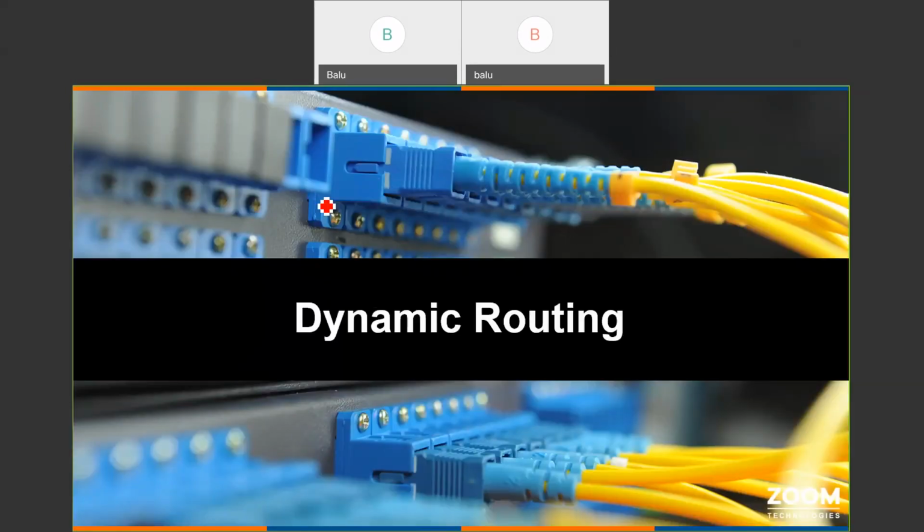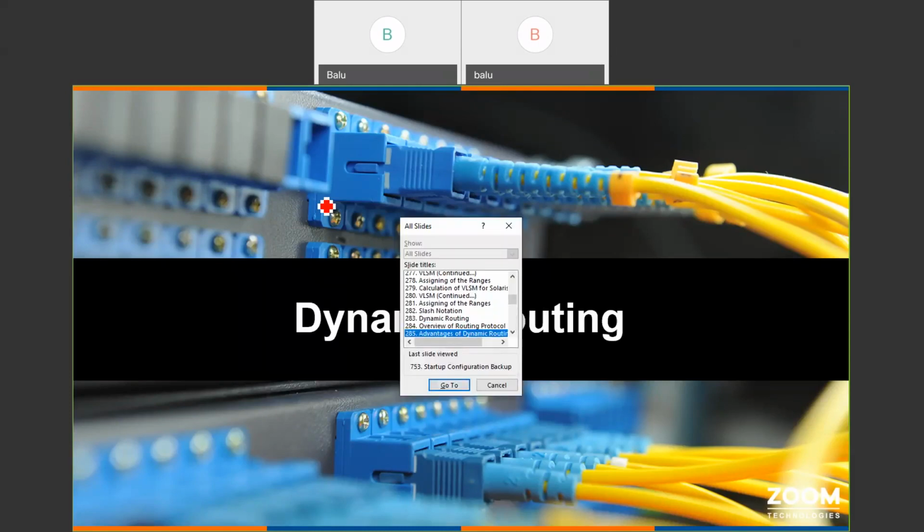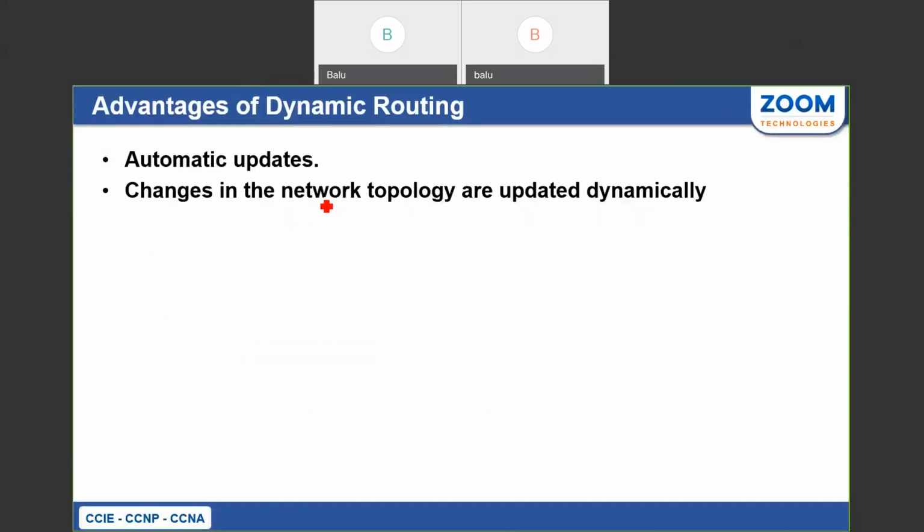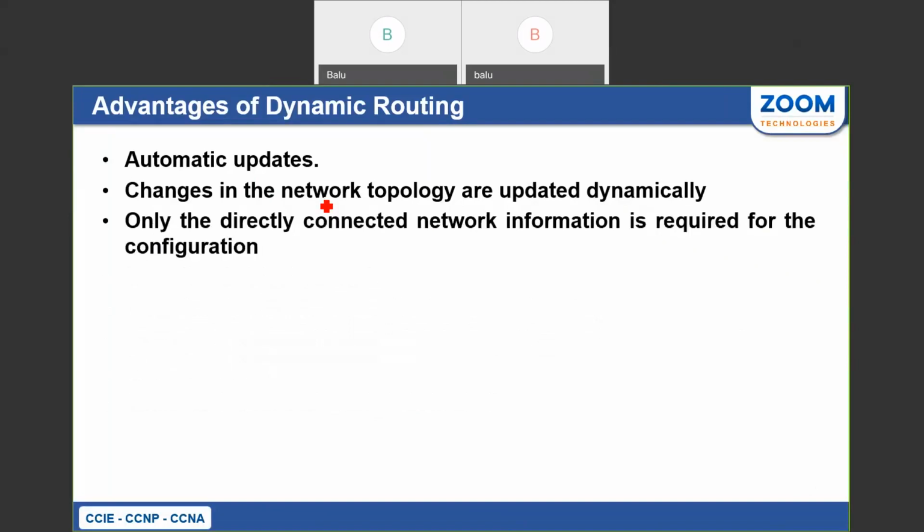Dynamic routing. The advantage of dynamic routing is clear here: automatic updates, and any change in network topology is dynamically updated. Only the directly connected networks need configuration; the destination network is not required to be configured. Compared to static routing, the administrative work is much less. The protocol finds the best path automatically. If the best path fails, it finds the second best path automatically. Any change in network topology gets automatic updates, and your routing tables are updated automatically.